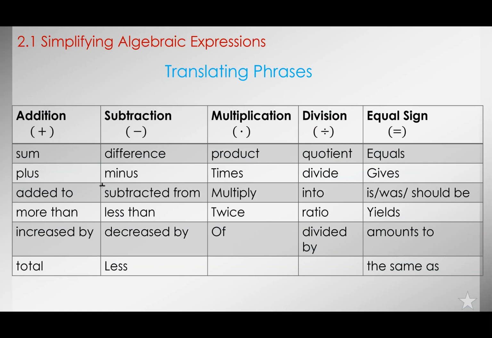I want to point out these two items. These are the two main items that you want to remember, and I will mention them more when we get to the example. These two items, subtract something from something and less than, are a little bit tricky in terms of subtraction. But everything else, product, times, multiply, twice, triple, or of, those mean multiplication. And most of the time you will see quotient and ratio, divided or divided by.